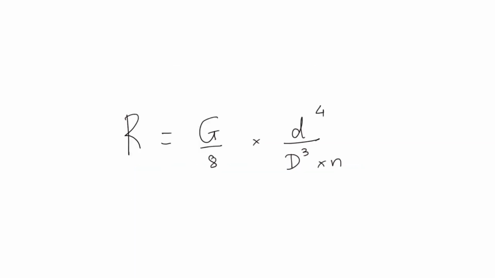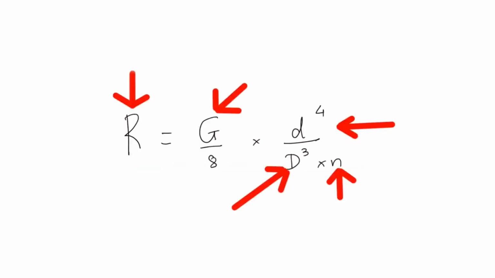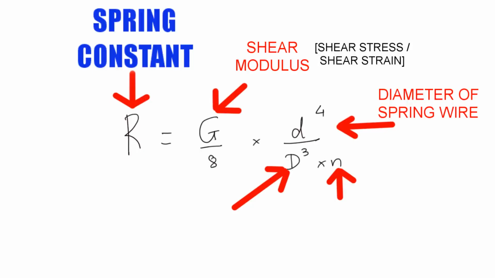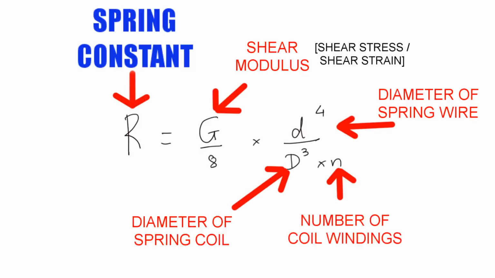But now, whenever we talk about the suspension system, in particular the coil springs, there is a term which is often used, known as spring constant. Spring constant is basically dependent on four main factors. The first factor is the shear modulus, which is the ratio of shear stress and shear strain. Next we have the diameter of the spring wire. The spring constant is also dependent on the diameter of the coil and the number of windings. So basically this is the formula for the spring constant.